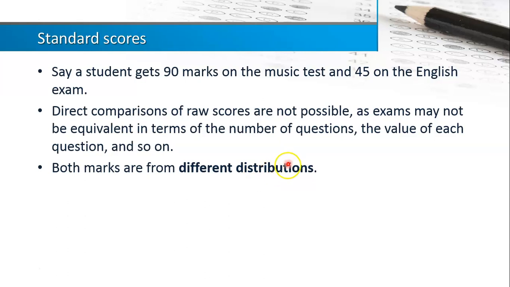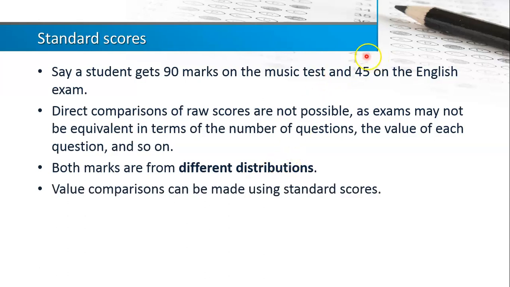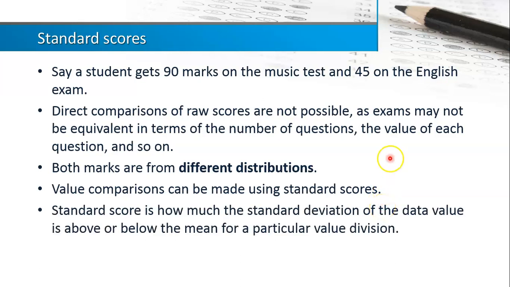So what you need to do is standardize the marks. You have to standardize this 45 and the 90. We call that the standard score. For this standard score, we need to use the standard deviation. The standard score is actually how many standard deviations a data value is above or below the mean.